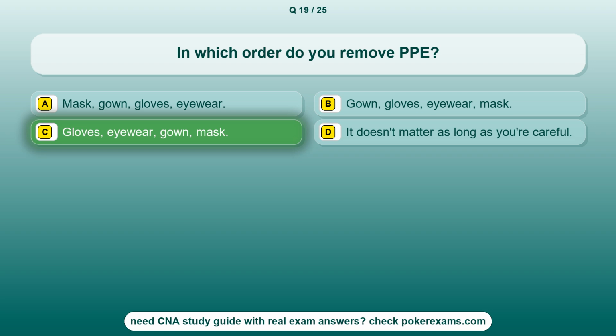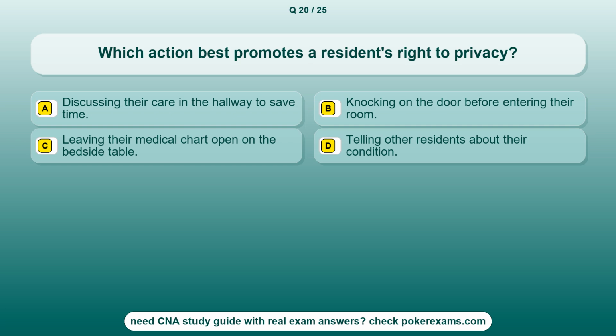The correct answer is option C. Gloves, eyewear, gown, mask. Question 20. Which action best promotes a resident's right to privacy? Option A. Discussing their care in the hallway to save time. Option B. Knocking on the door before entering their room. Option C. Leaving their medical chart open on the bedside table. Option D. Telling other residents about their condition.